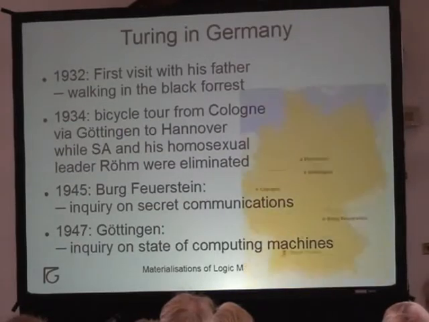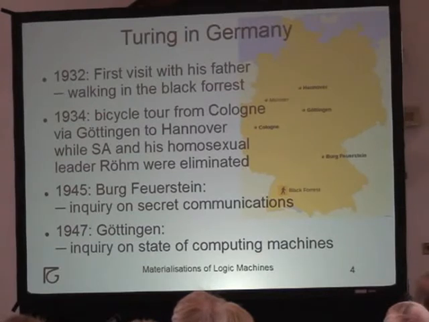Turing was in Germany, yes, he was. He spoke German quite well, as opposed to some people. He was with his father in the Black Forest first; you see the Black Forest down in Germany. In 1934, he had a bicycle tour from Cologne via Göttingen to Hannover. He apparently visited some mathematicians in Göttingen, but as far as I know the history, we don't really know who it was. But for my presentation, it's not relevant.